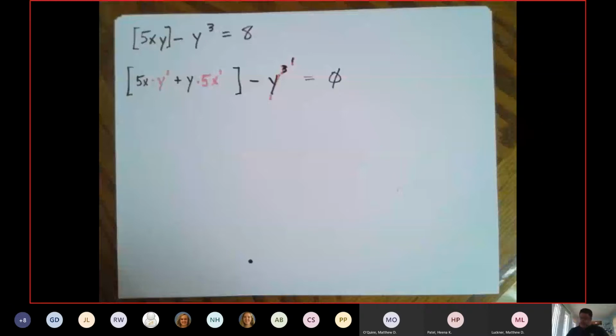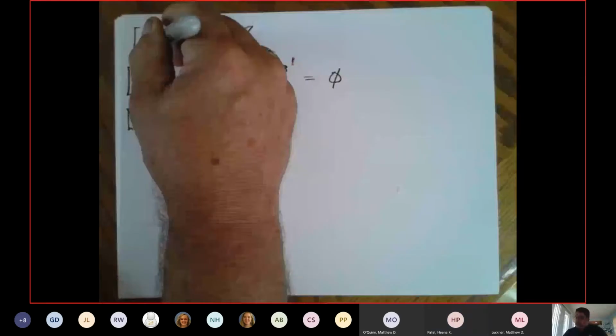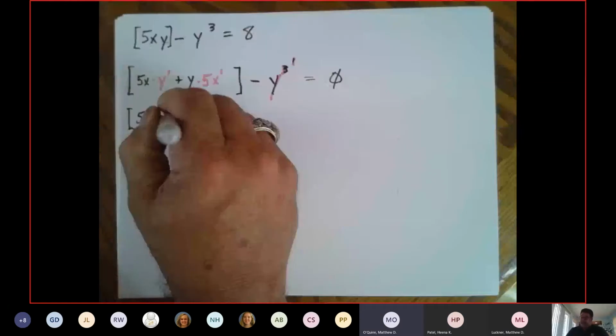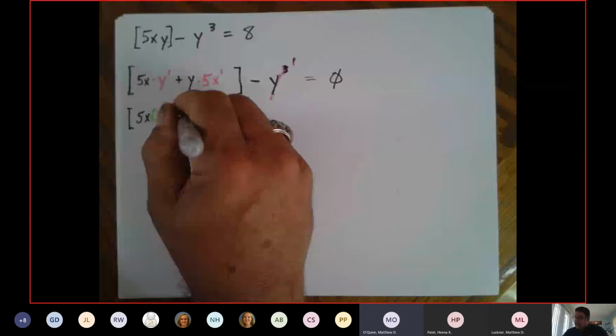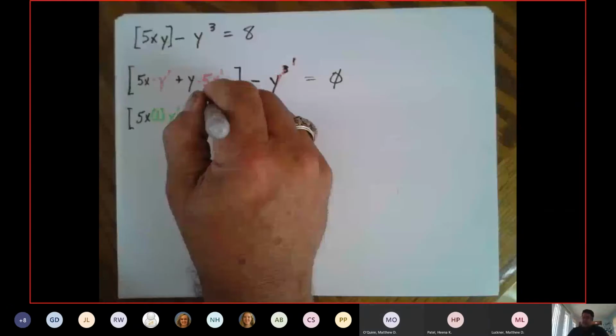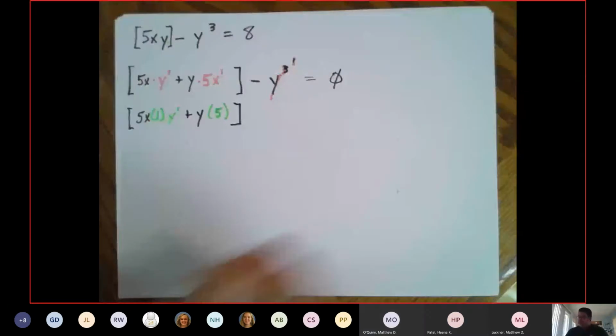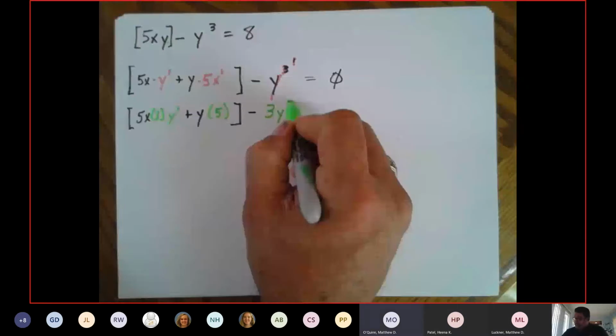Now let's go ahead and do 5x times 1, the derivative of y, right here, derivative of y is 1, and then y prime, plus y times 5, close bracket, minus, what's the derivative of y to the third? 3y squared. 3y squared, Hubert. Good job, class. And y prime.